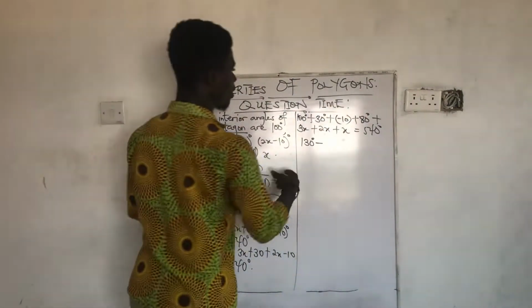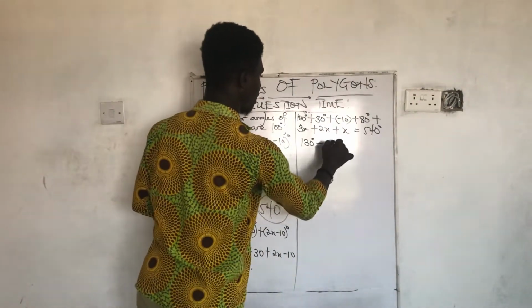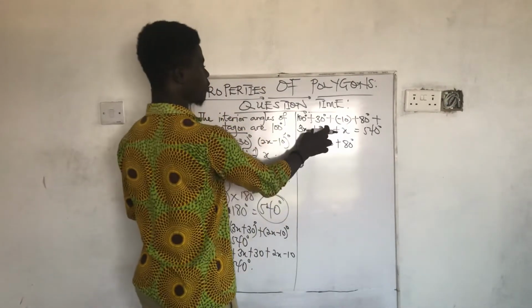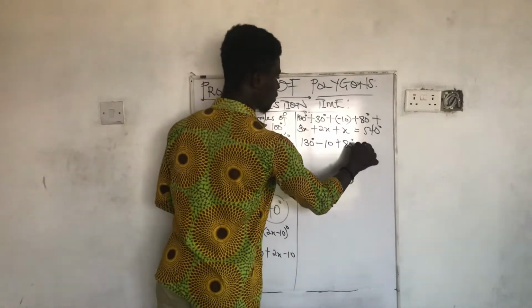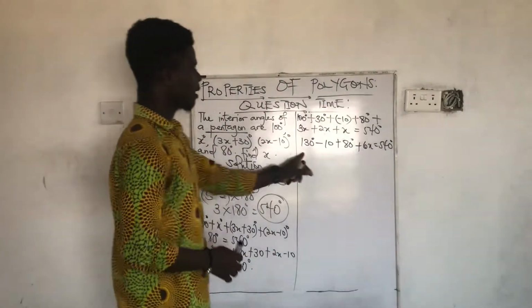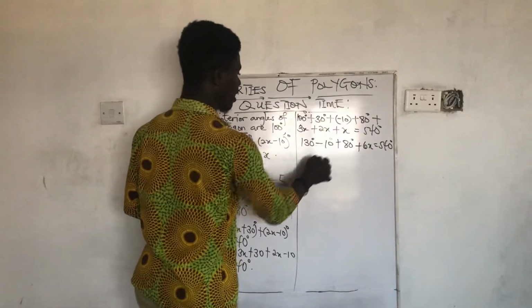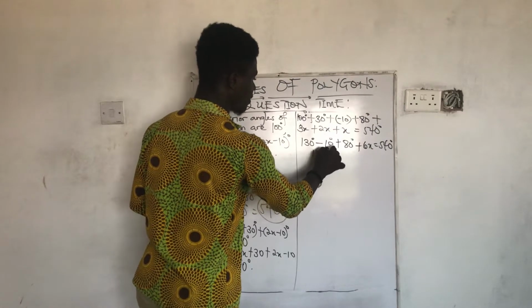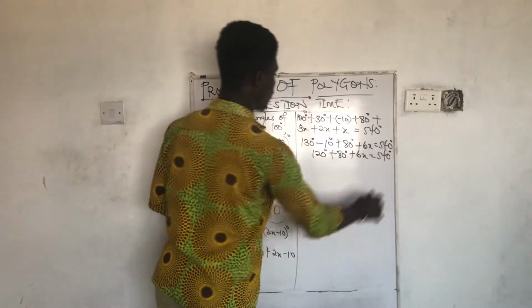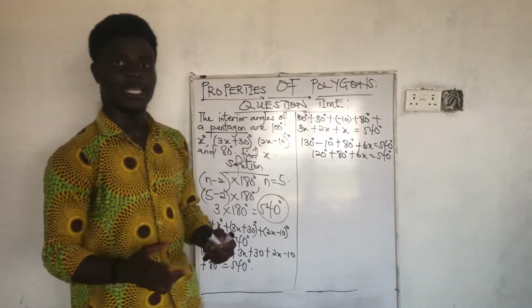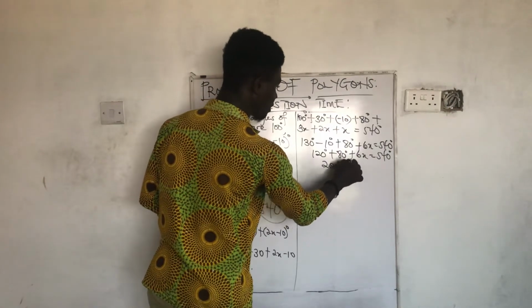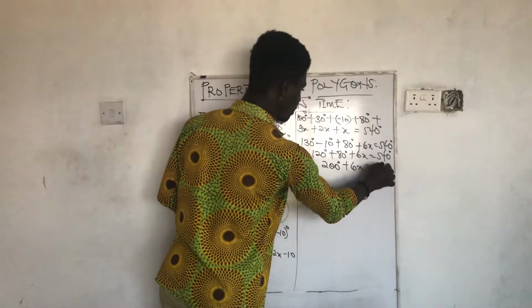So now, negative 10, then plus what? 80 degrees. Then 3x plus 2x plus x is what? 6x. So plus 6x equals what? 540 degrees. 130 minus 10 gives us 120 degrees. Then plus 80 degrees. Then plus 6x equals 540 degrees. 120 degrees plus 80 degrees gives us what? 200 degrees plus 6x equals 540 degrees.